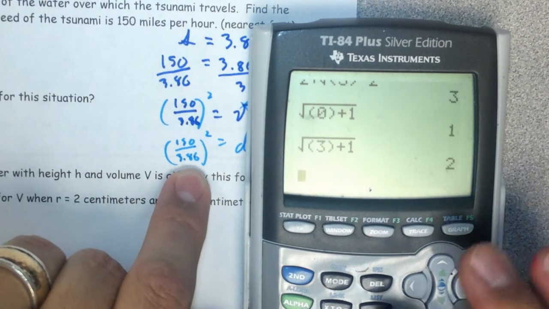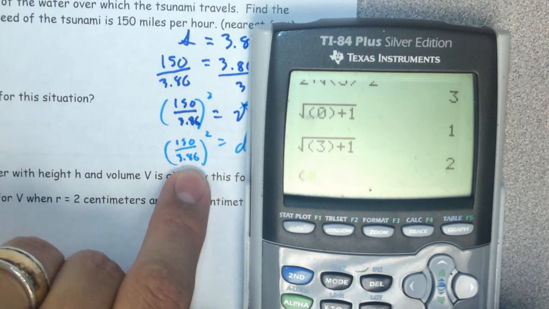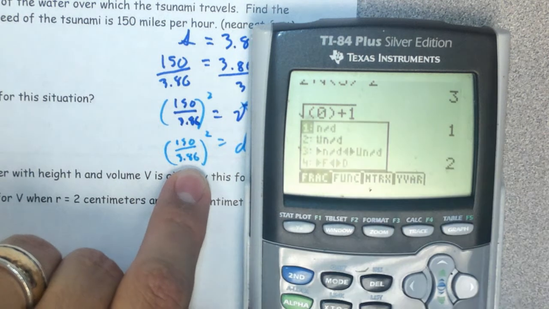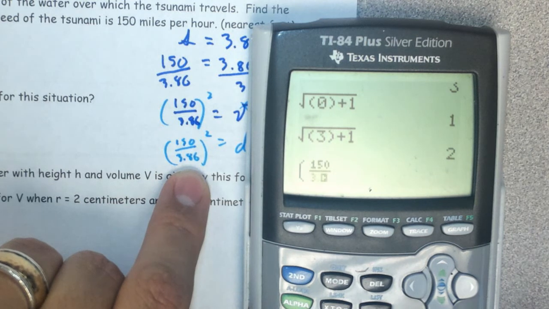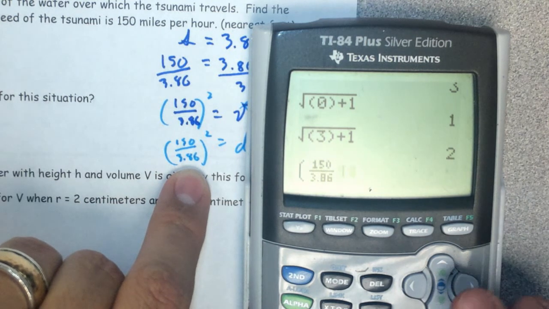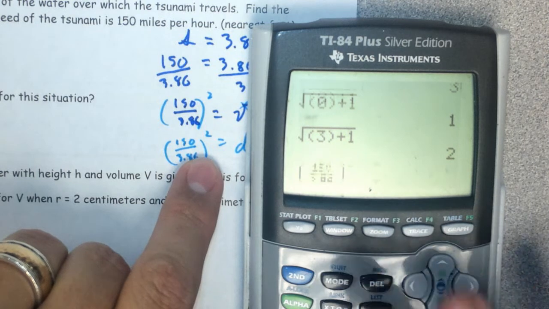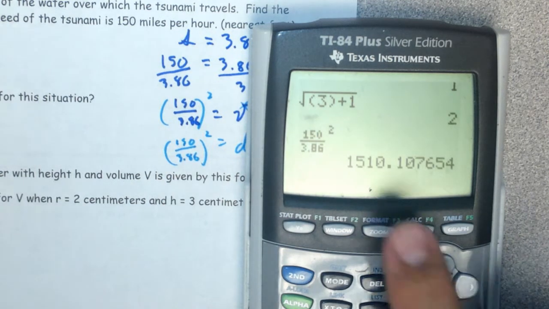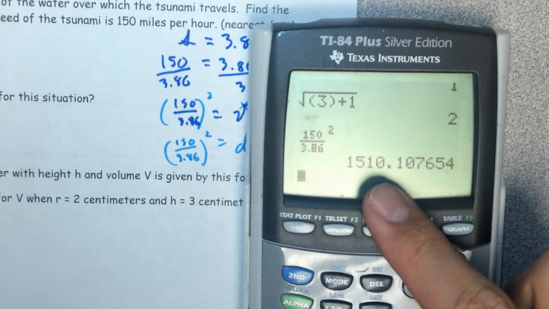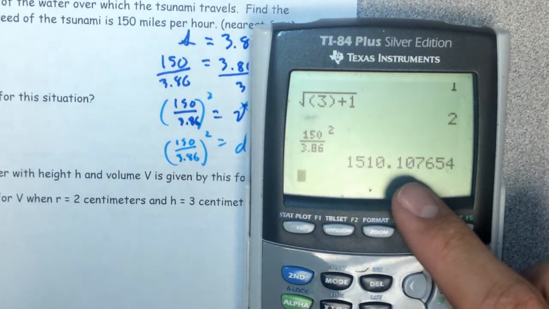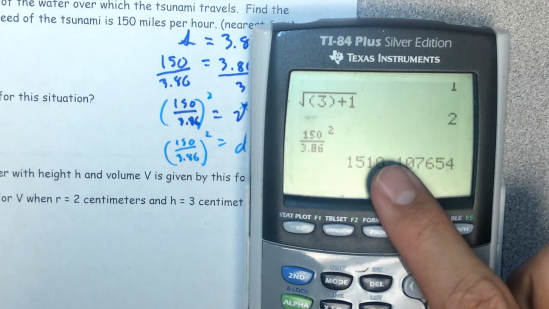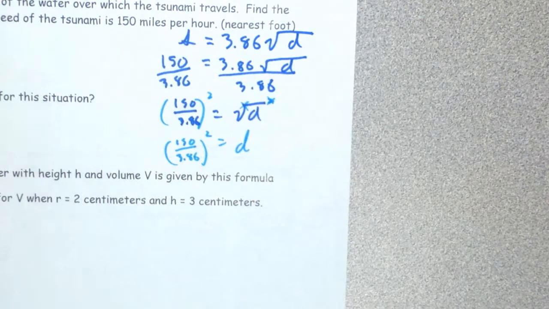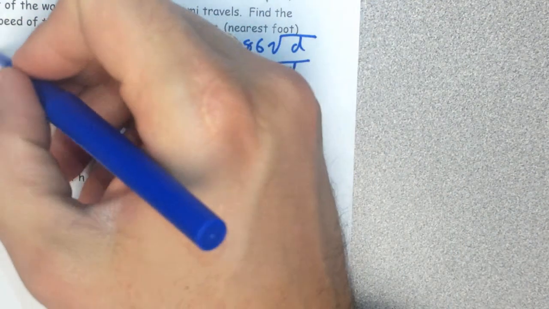So in the calculator, I'm going to put some big parentheses in, and I'm going to do alpha y equals, and get a fraction. I'm going to say 150 over 3.86, close my parentheses, and square it. I press enter. It gets me 1,510.1. We round to the nearest foot. Nearest foot's at 0. So 1 tells that 0 to stay the same. So we have 1,510.